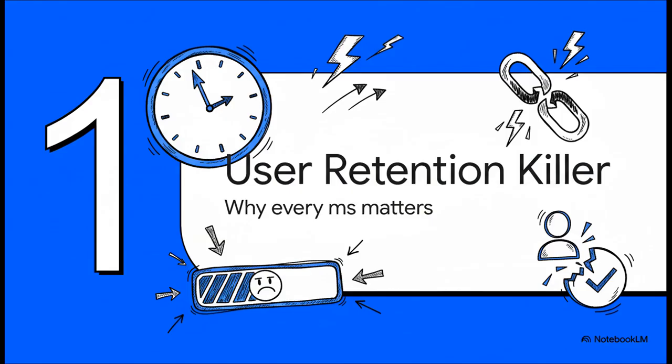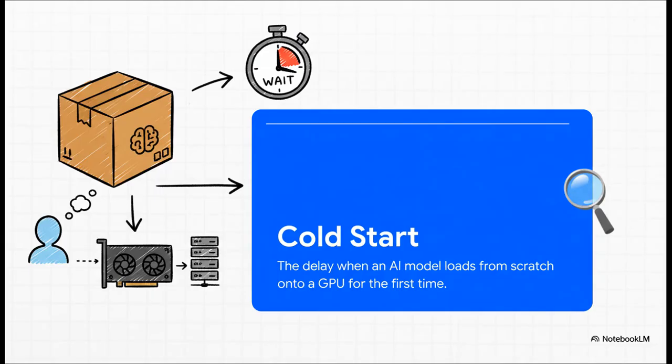It all boils down to that painful, agonizing wait your user has to go through when they're expecting something to happen instantly. I mean, we live in a world of instant gratification, right? That little loading spinner, it is the enemy of your app's growth. So what's actually happening here?